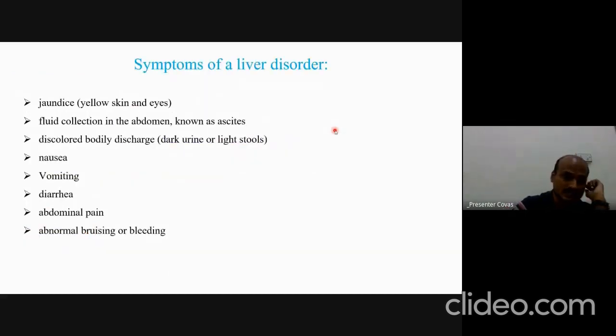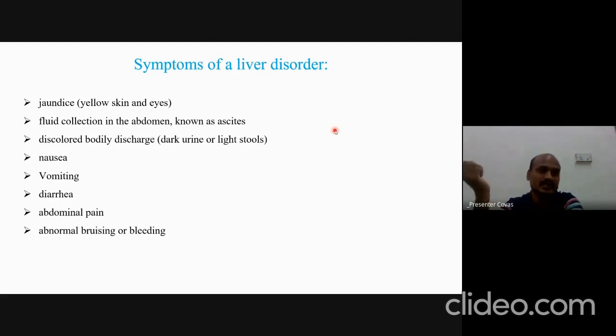The symptoms of liver disorder. First one is jaundice. Jaundice is yellow skin and eyes. You can see the sclera of the eyes become yellow, the skin become yellow, the mucosal membrane become yellow. That is the liver disorder, jaundice.